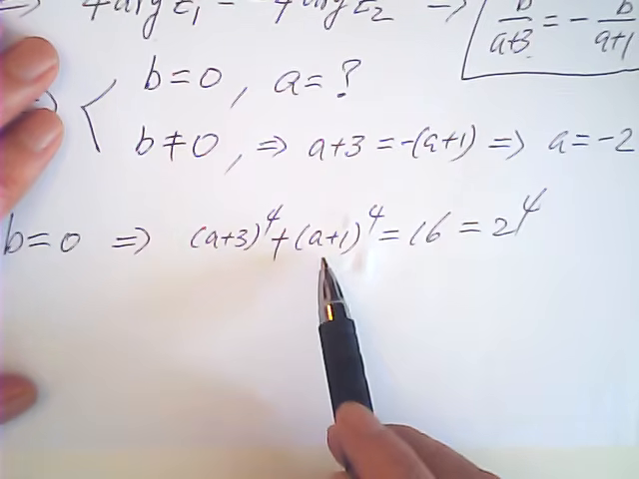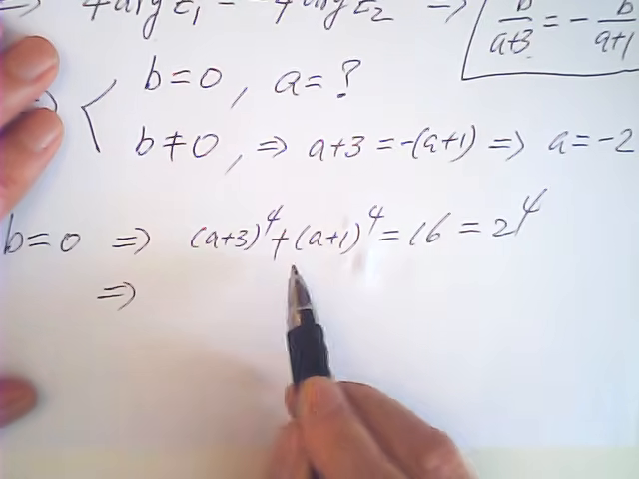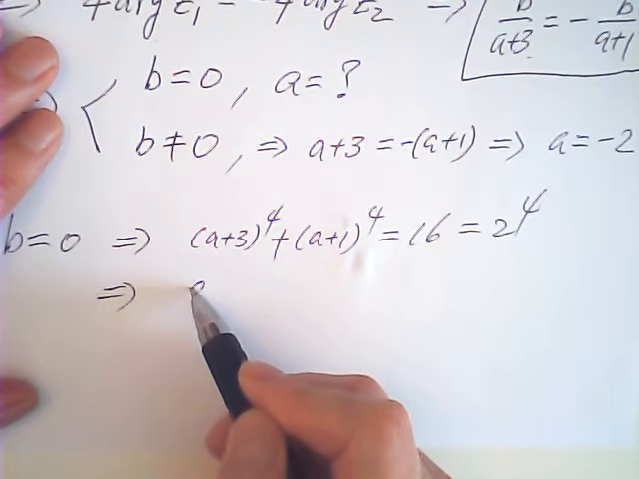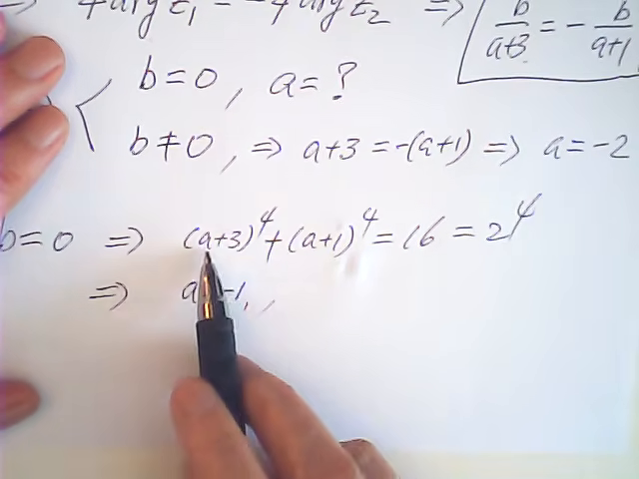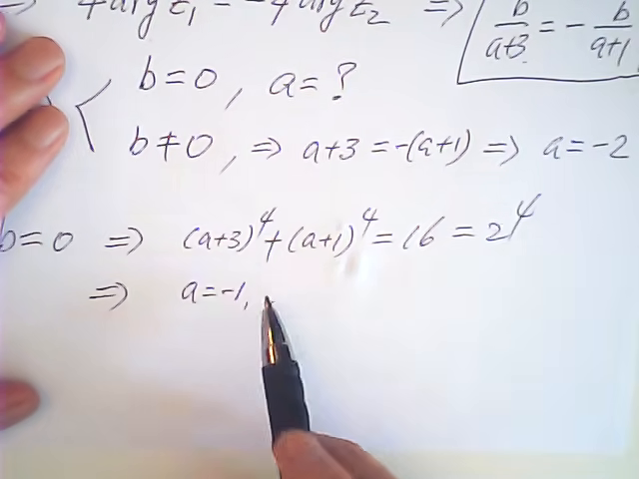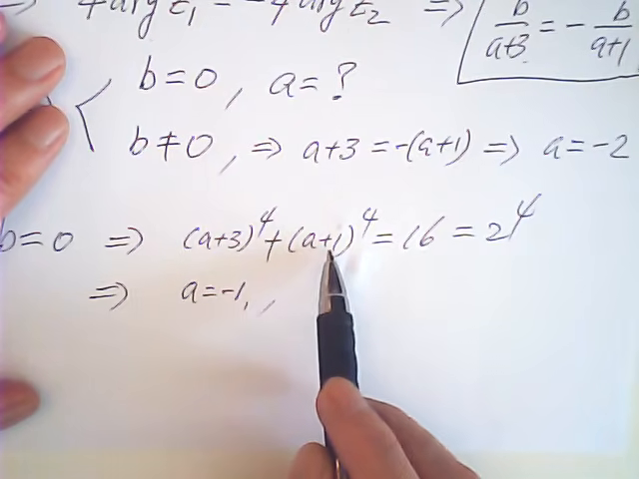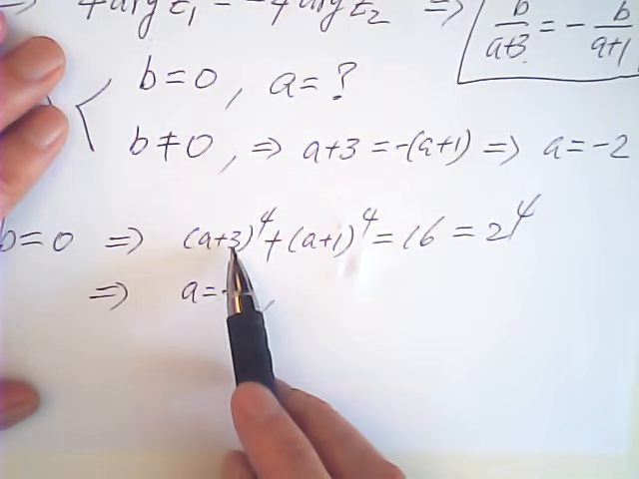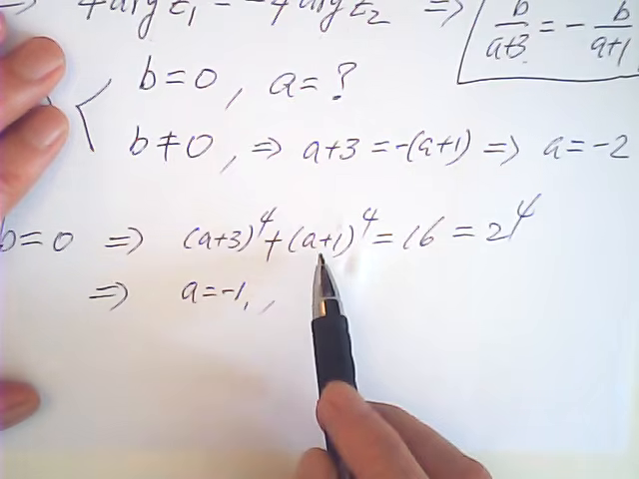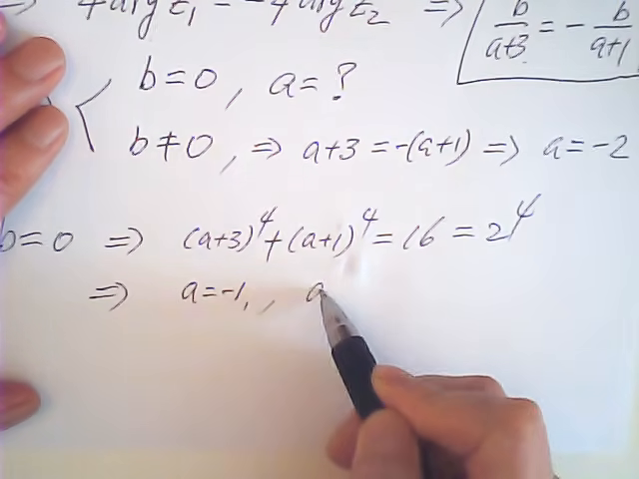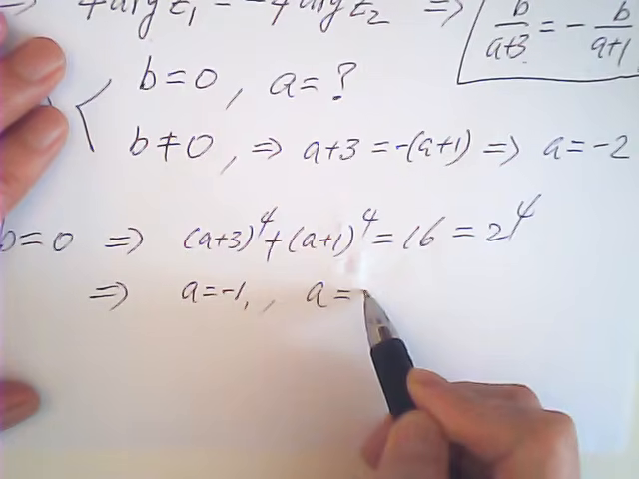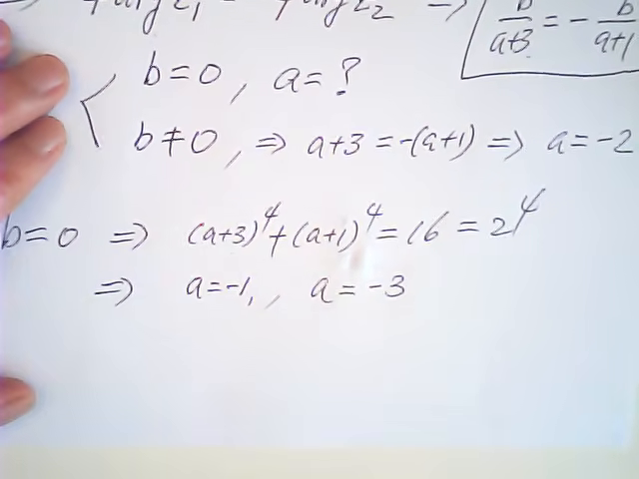This equals 0, then A equals negative 1. Negative 1, this is 2. Yeah, perfect. The other one is that A equals negative 3, this equals 0, then this equals 2. 2 to the 4th is still okay. So A equals negative 3. Yeah, that's correct.